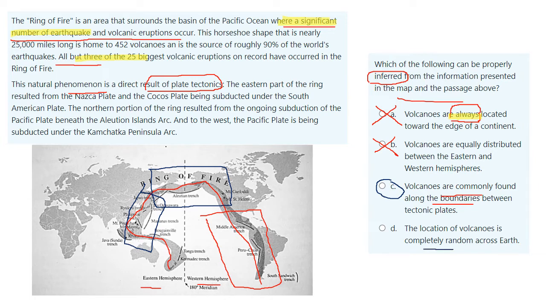D, the location is completely random. Well, 90% of the earthquakes and 452 volcanoes are in this area. Why are they in this area? Because this is where two different tectonic plates are meeting and where one plate is going under to be subducted under the other plate. So they are not random. There is a clear pattern.